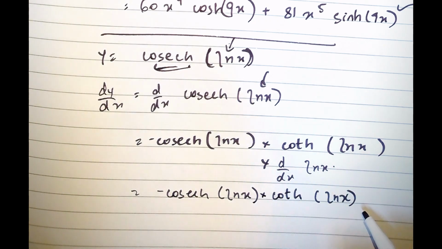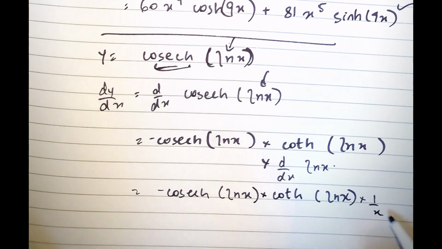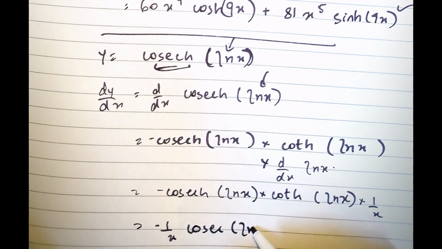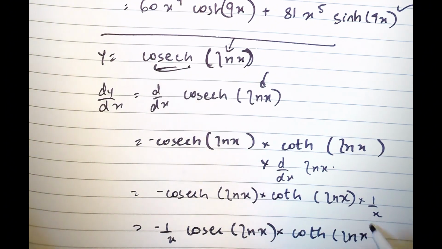What is the derivative of natural log of x? It is 1 divided by x. So we can simply write 1 divided by x with a negative sign, cosech of natural log of x multiplied by coth of natural log of x. So this is the final derivative.